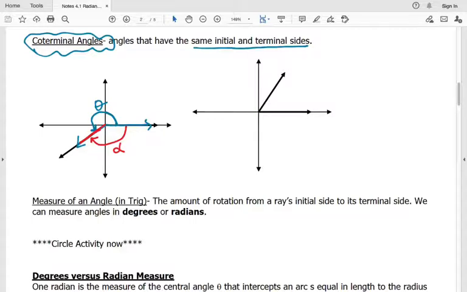Okay, so another example would be, again, we start here at this initial side. We go counterclockwise this direction. So I'm going to call that angle beta.